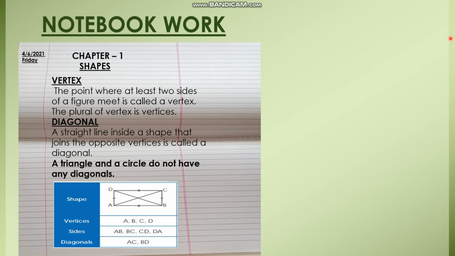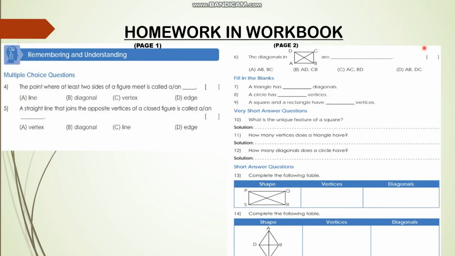children, now I am going to give you some homework questions, and these homework questions are from your workbook. Okay, from the workbook page number 1 and page number 2. My dears, everyone try to answer these questions in the workbook itself. Okay, in the next class we will discuss the answers.